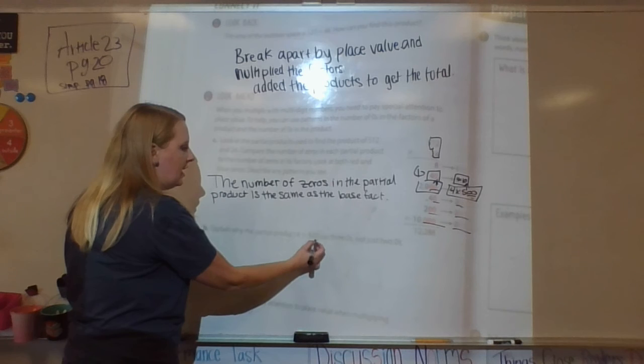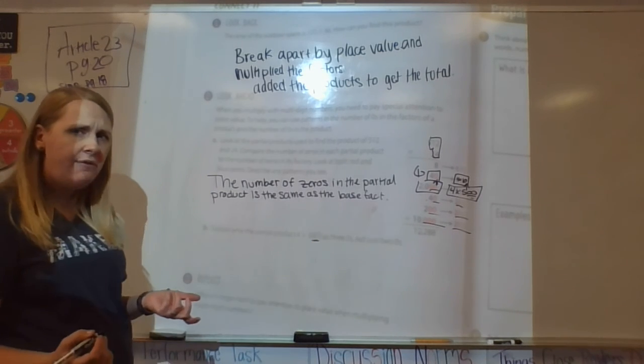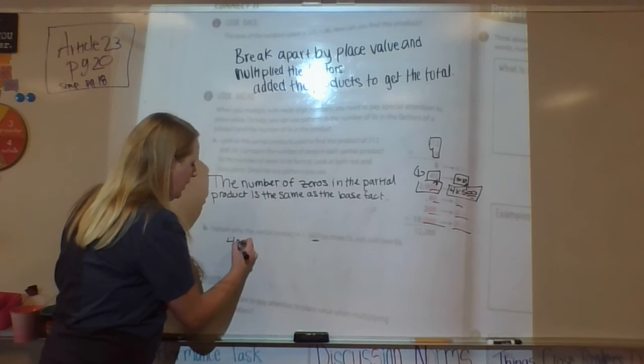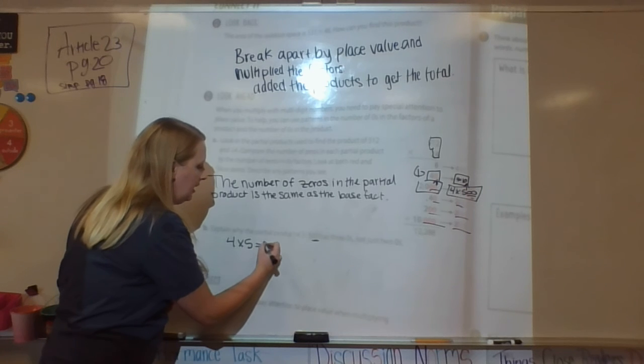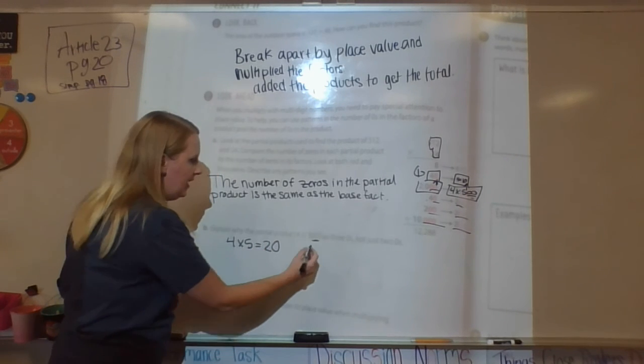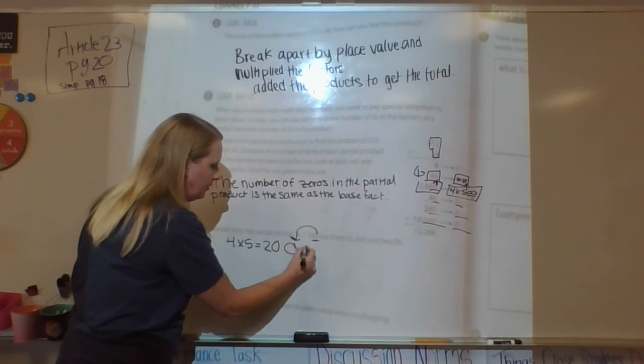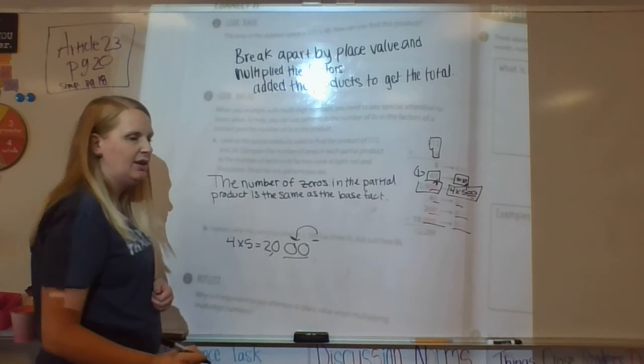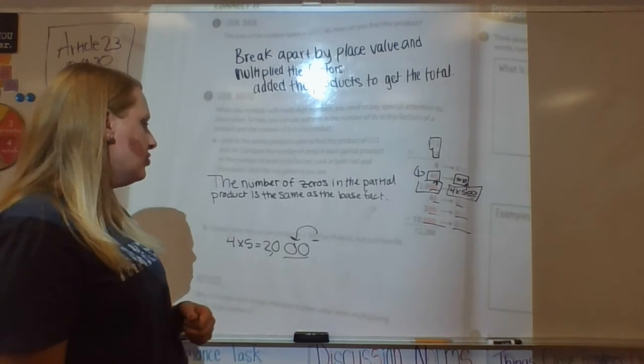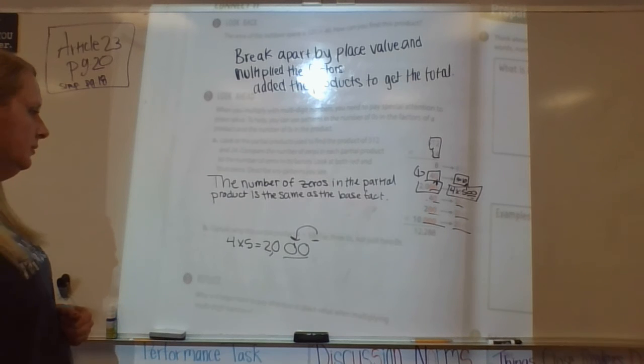Because 500 only has 2. So why did it have 3 zeros? Because 4 times 5 equals 20. Then we added those 2 zeros. Or attached them. I don't like to say added. We attached those 2 zeros. Okay?